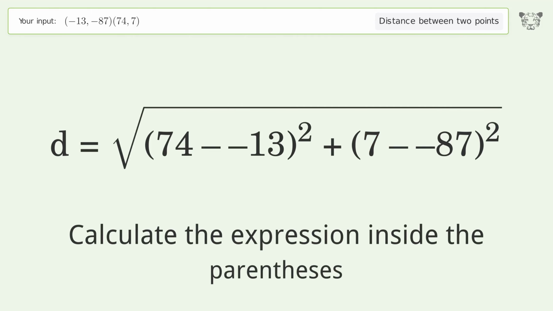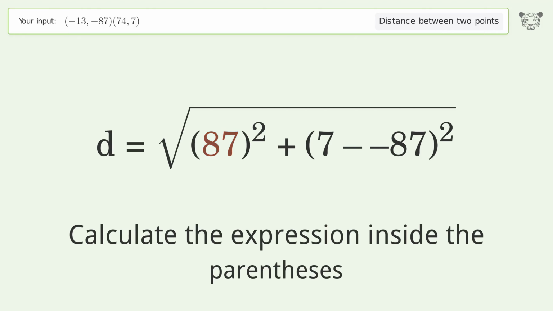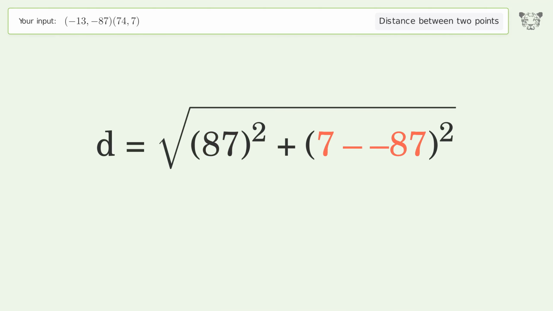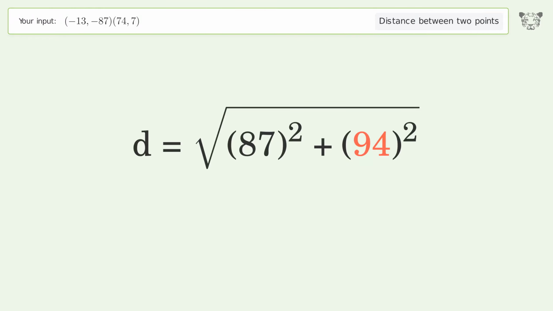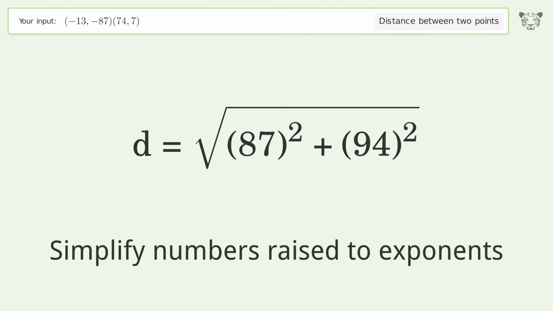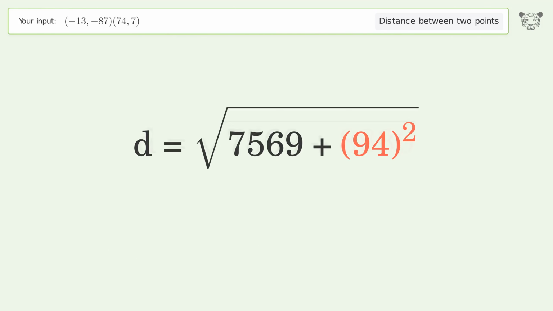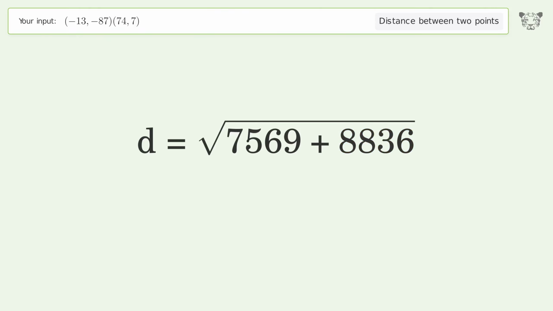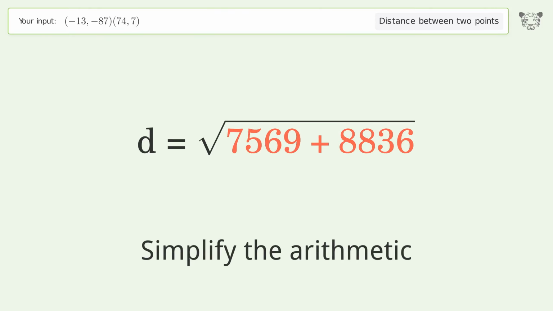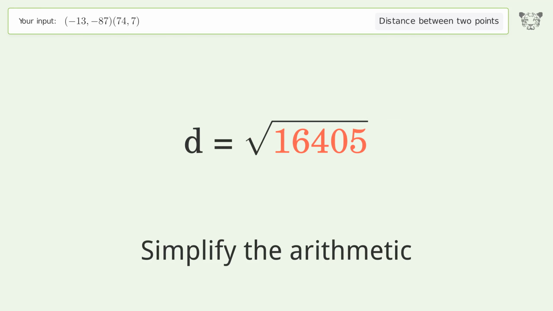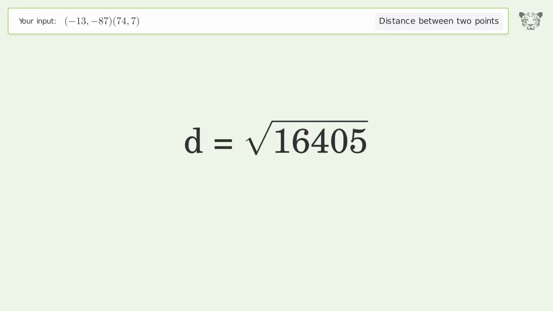Calculate the expression inside the parentheses. Simplify numbers raised to exponents. Simplify the arithmetic. And so the distance between the 2 points is the square root of 16,405 or 128.082.